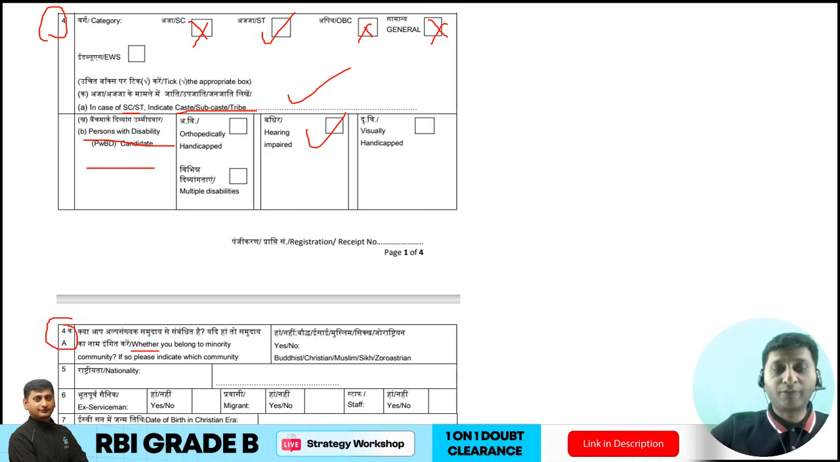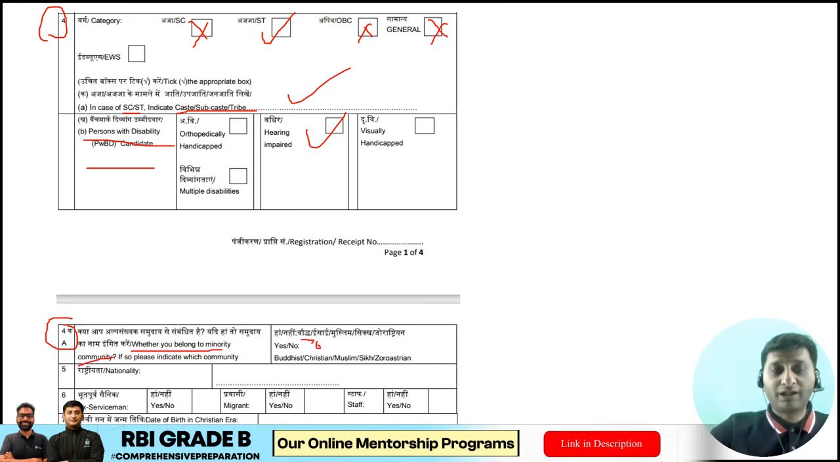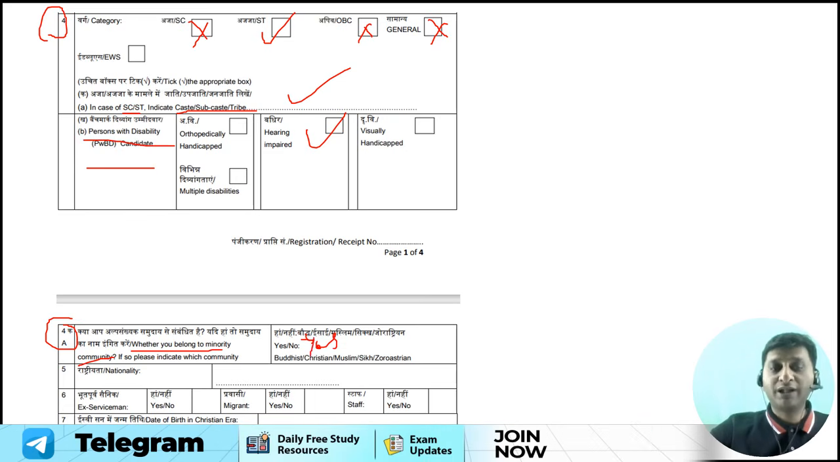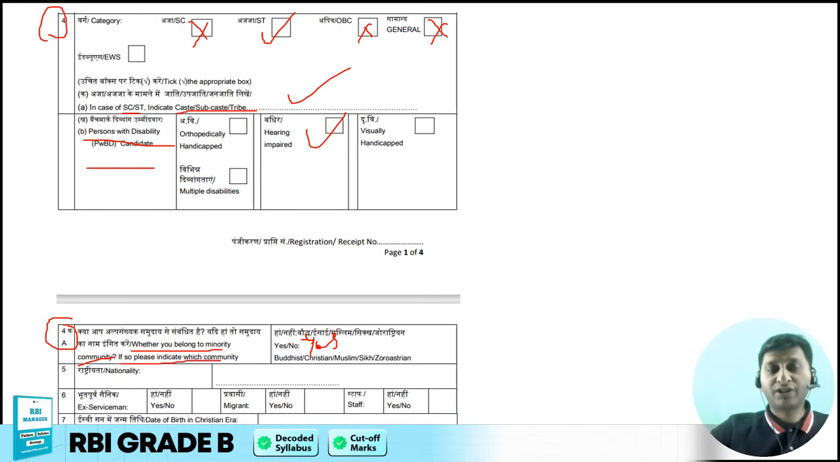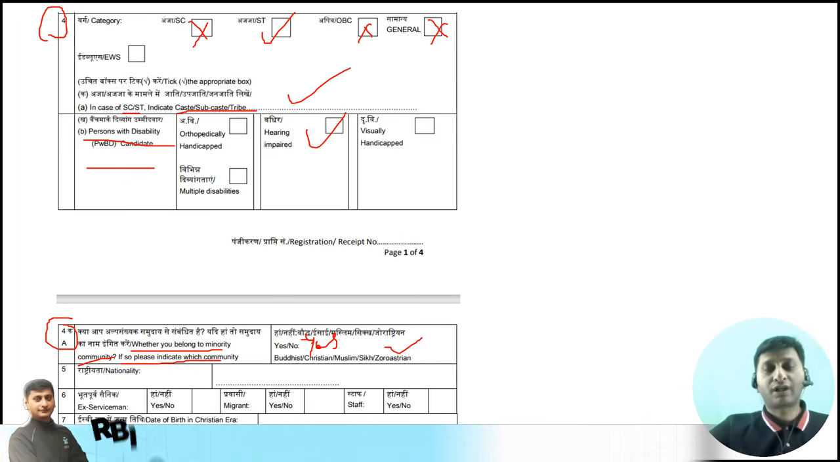Now moving on to point number 4A, whether you belong to a minority community. If yes, please write yes here. If no, please write no here. And if you have written yes here, please tick the minority community you belong to. Just put the tick on the appropriate community. Suppose you are a Zoroastrian, then put a tick on Zoroastrian.